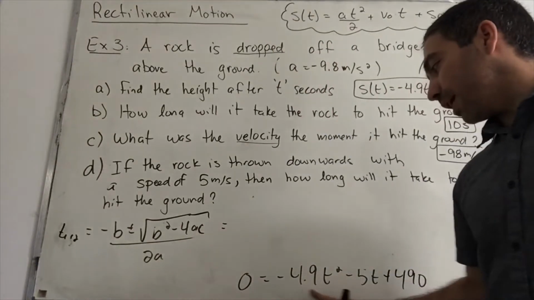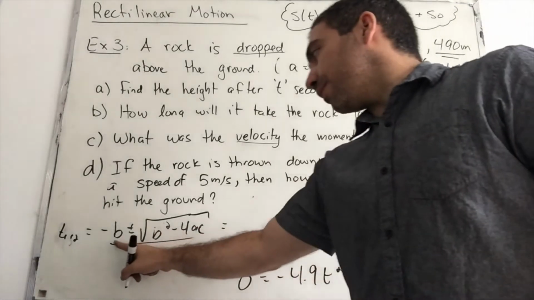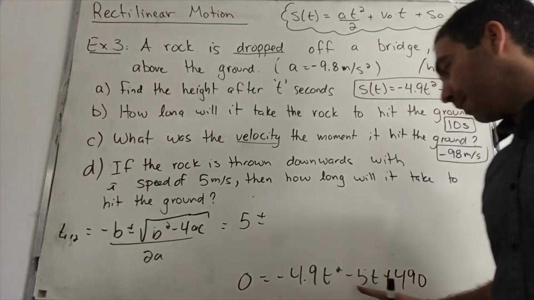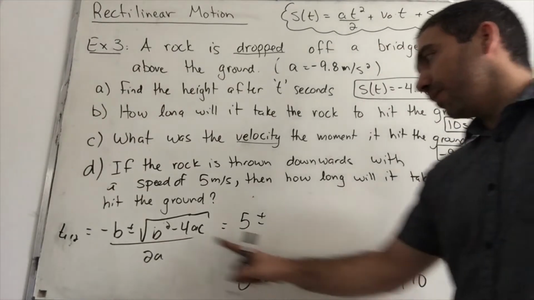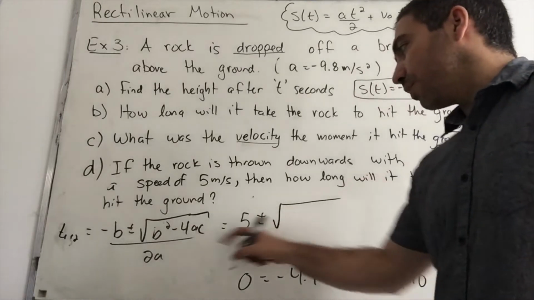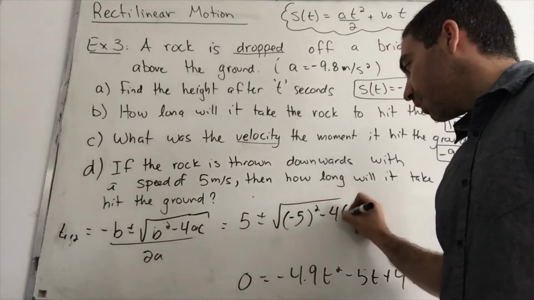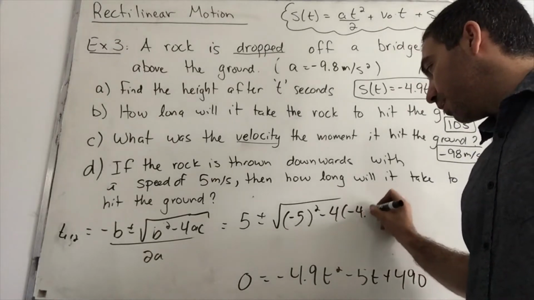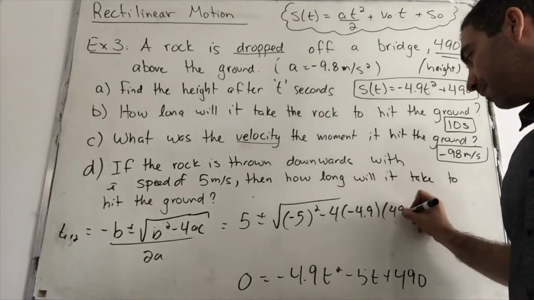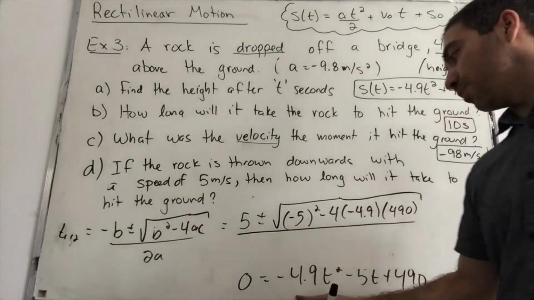In this case, our a is negative 4.9, our b is negative 5, and our c is 490. So negative of negative b is positive 5, plus or minus. Be careful with the double negatives. The b here is negative 5, so it's negative of negative 5, giving us positive 5. Square root of b squared, so negative 5 squared, minus 4 times a, which is negative 4.9, and then times c, which is 490. All this divided by 2a, so 2 times negative 4.9.